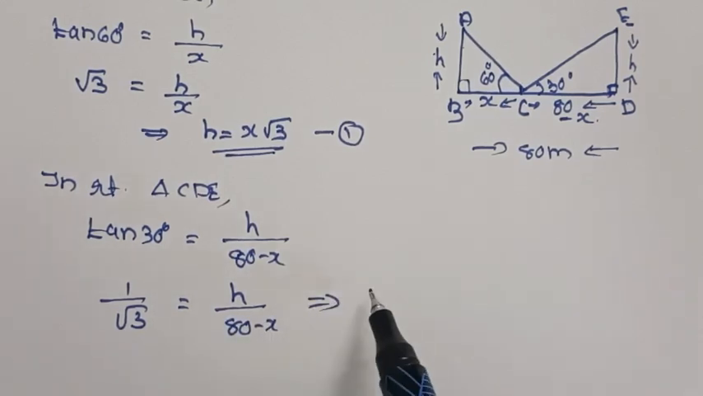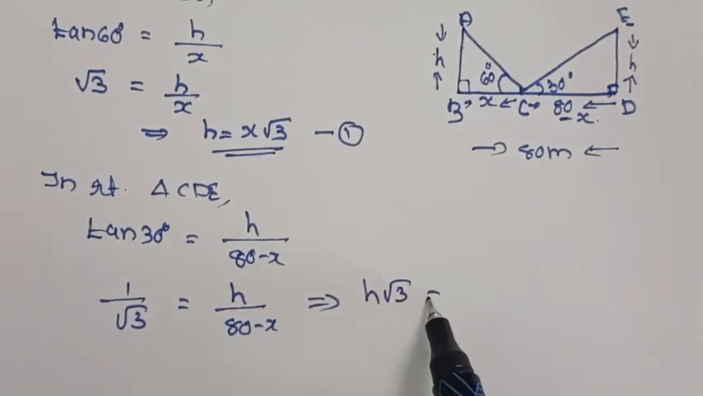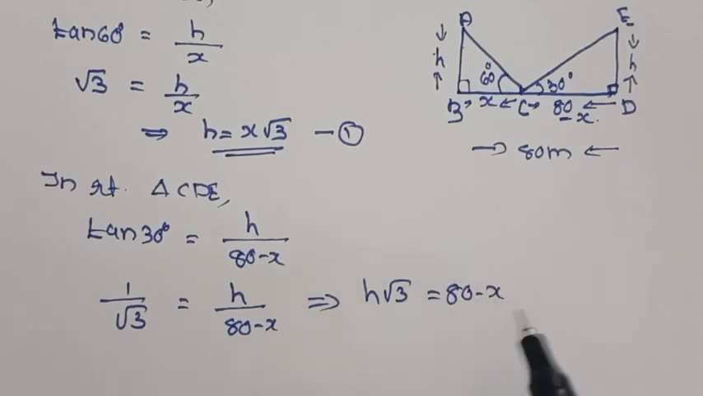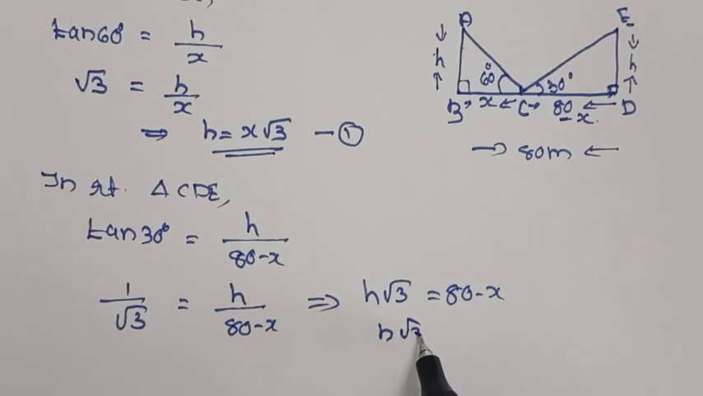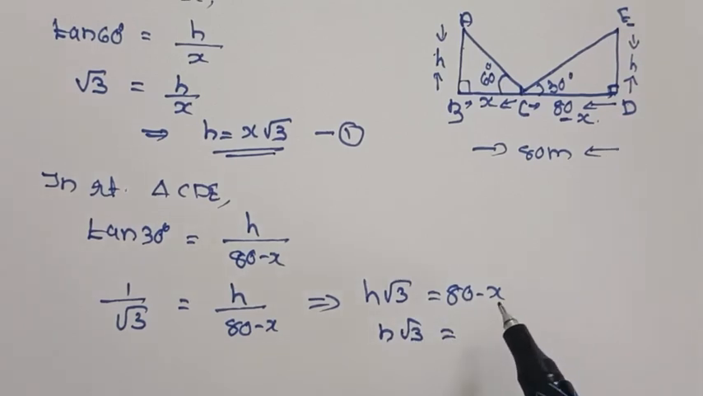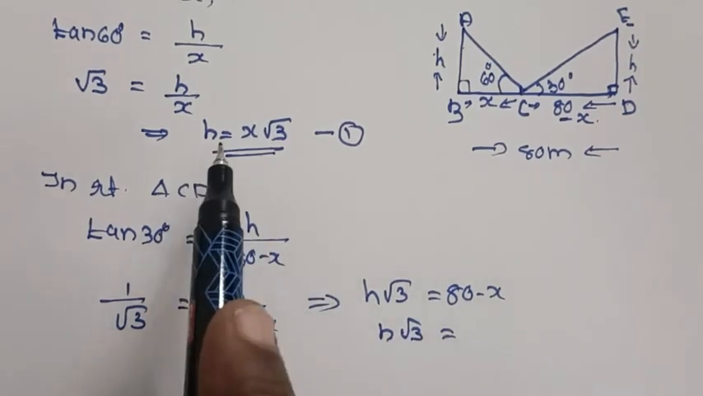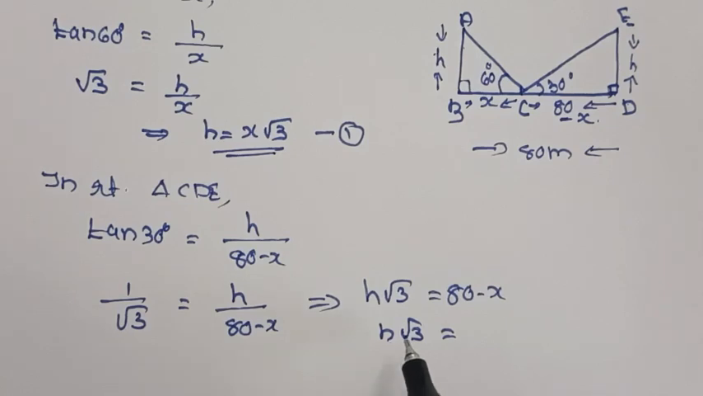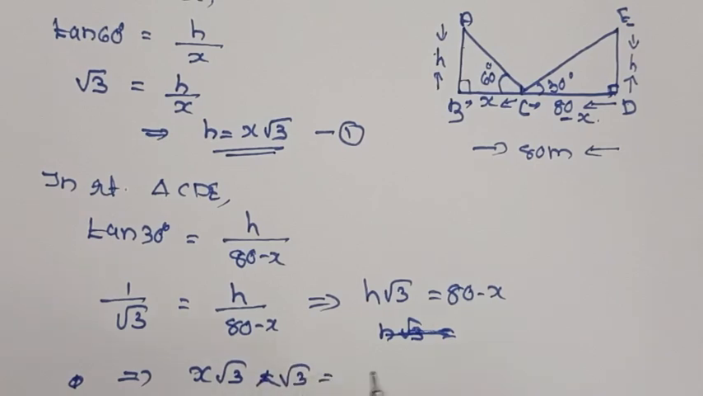From that we get h root 3 equal to 80 minus x. Both we have to find, h and x. So instead of h we can substitute x root 3 from 1. So x root 3 into root 3 equal to 80 minus x.